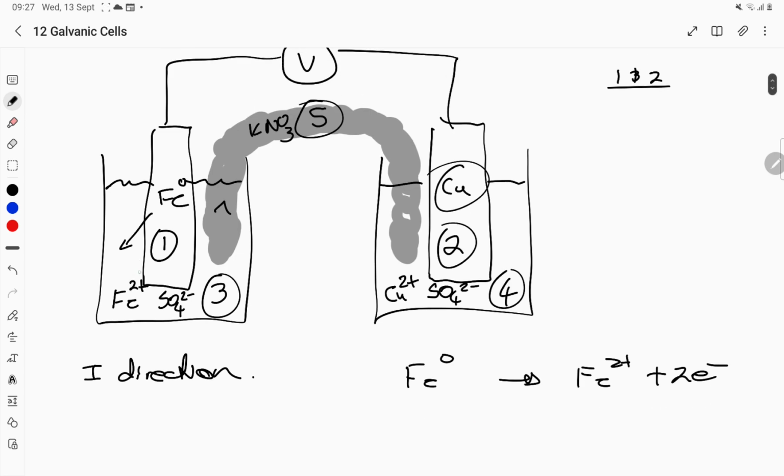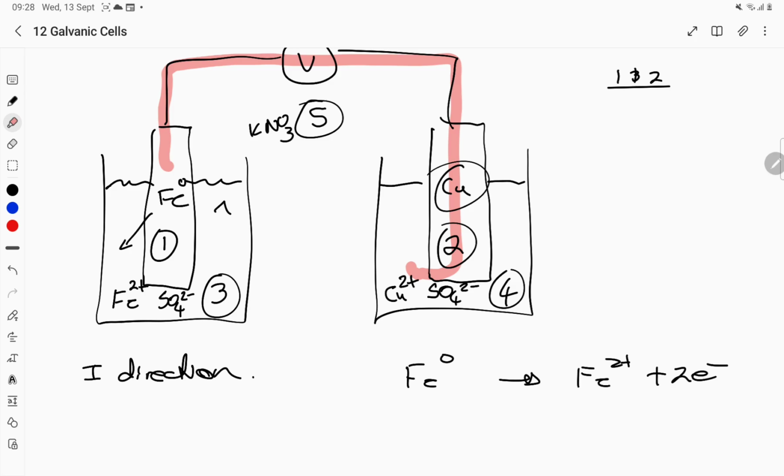So what's happening is then electrons are being released by the iron electrode over here. So the electrons are going to move like this, like this, like this, and we'll get here, and then the charge will be carried by the ions. And if there's no salt bridge, there's no completion of the circuit. So that's why that salt bridge is there, so that the circuit can be completed.